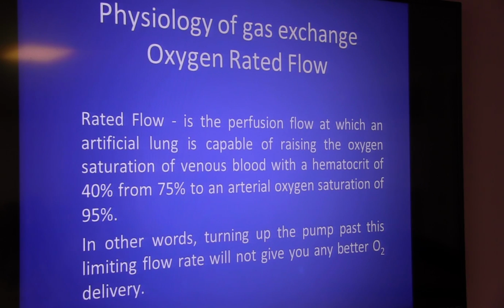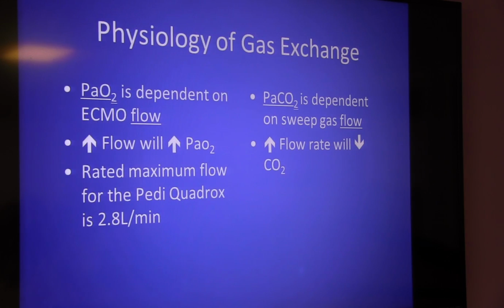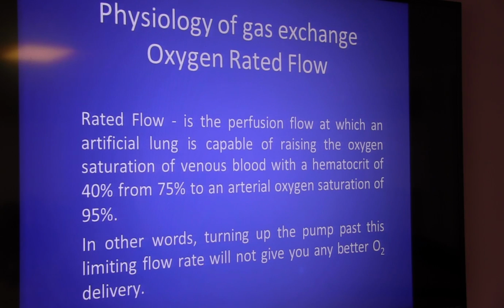And I'm going to skip this because Laura already covered this. This is just the concept of rated flow. We just said what it was, we didn't really talk about it per se. So it's essentially the flow at which an artificial lung is capable of raising the oxygen saturation in venous blood with a crit of 40 from 75 to an arterial side of 95. So turning up the pump past the rated flow isn't going to improve your oxygen delivery. Does that make sense?